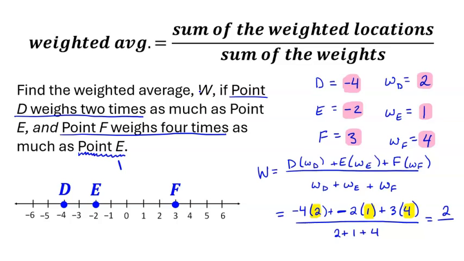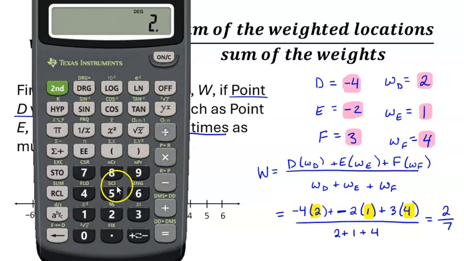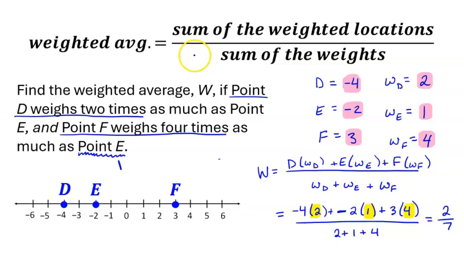And then 2 plus 1 plus 4 is going to be 7, so we get 2/7. And so 2/7, if you need to put this in your calculator to help you with visualizing how to put that on a number line, this would be 0.28, which is kind of close to 1/3. And so W would be about here. Okay. And so this is how you would solve this one as well.